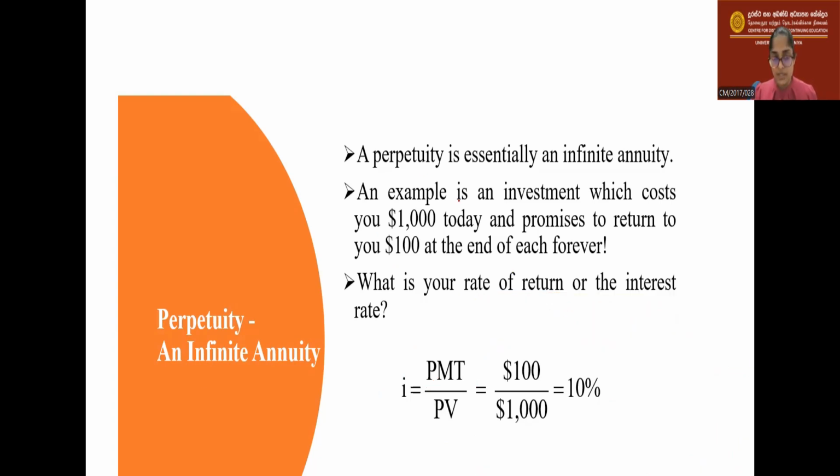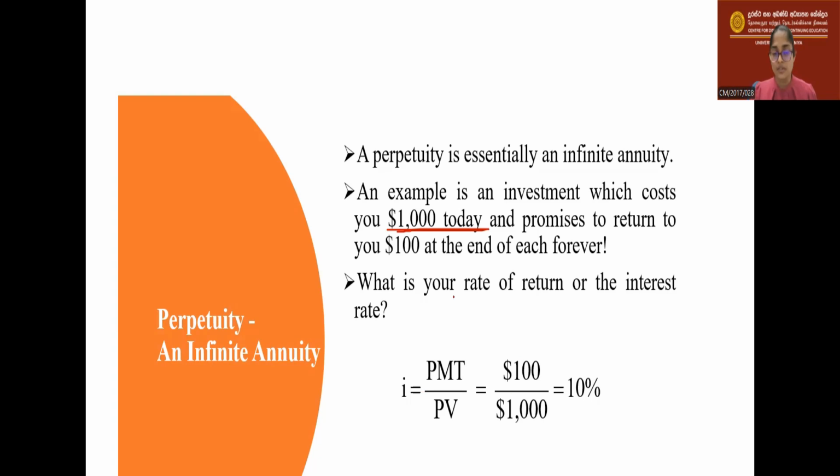Okay. Read the question again. An investment which costs you 1,000 today. These are the hints. 1,000 today means your present value, your PV, and promises to return to you $100 at the end of each year forever. At the end of each year forever, you will be receiving $100. That means your payments or receipts.